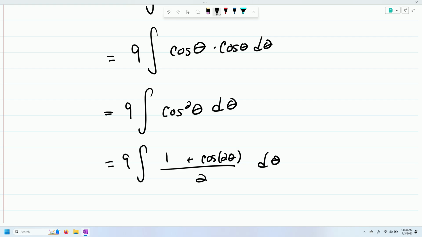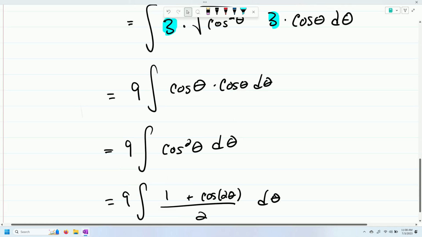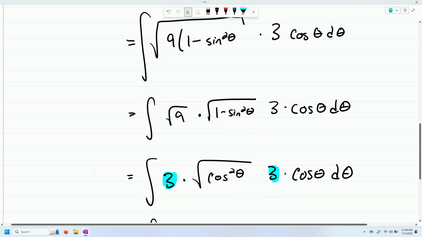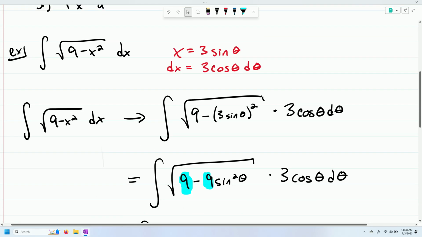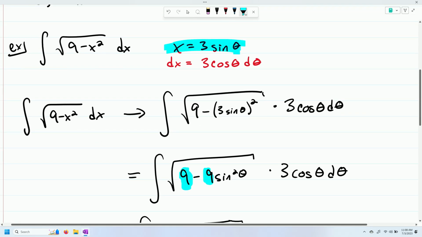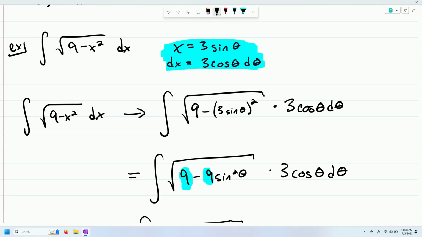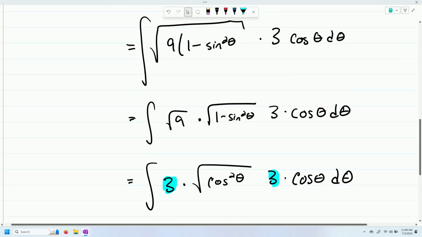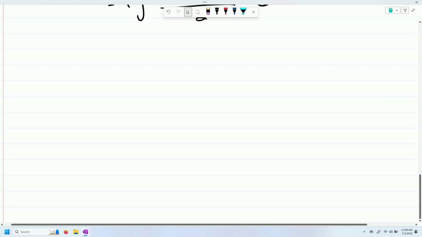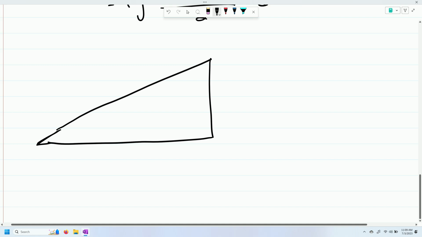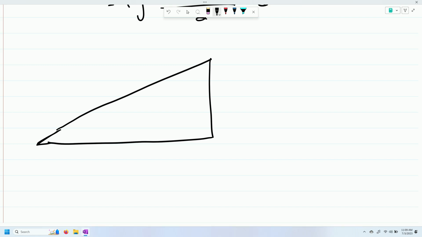The big idea that I want to go back to is all the way back up here, which is how did I know to make these substitutions? Okay? And it all goes back to, and I'm going to scroll all the way back down, nothing more than just right angle geometry.